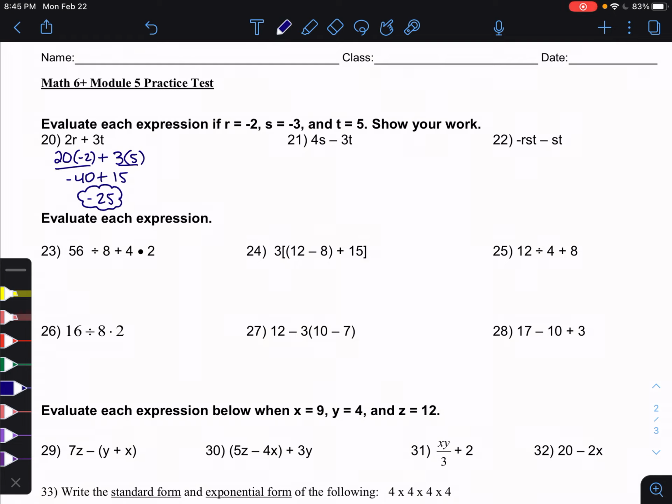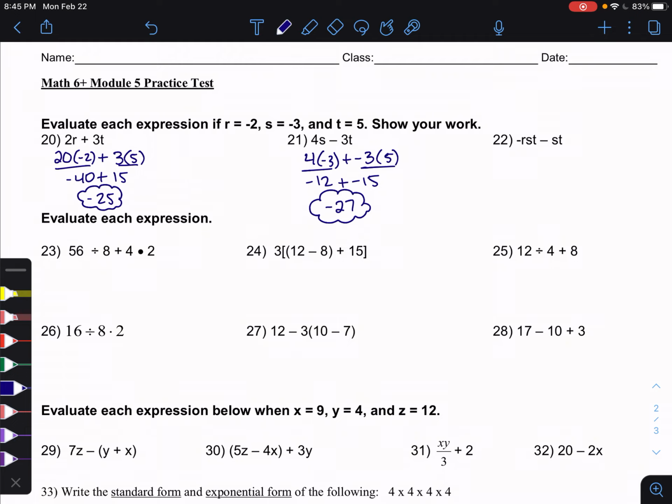For number 21, 4 times s is going to be 4 times negative 3. I'm going to change this to plus negative 3 times 5. 4 times negative 3 is negative 12. Negative 3 times 5 is negative 15. And negative 12 plus negative 15 is going to be negative 27.